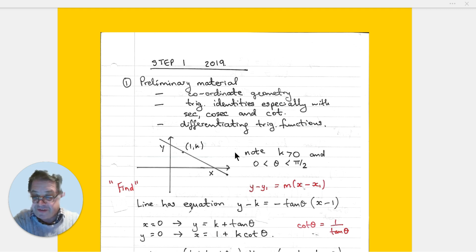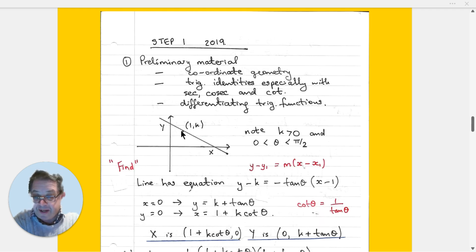So the question tells us, first of all, that we have the point (1, k), and the gradient is minus tan theta, and we're being asked, first of all, to find the points X and Y, where the line cuts the axes in terms of k and theta. So the line will be y minus k equals minus tan theta times (x minus 1). Put x as naught, we get y equals k plus tan theta. Put y equals naught, we get x equals 1 plus k cot theta.